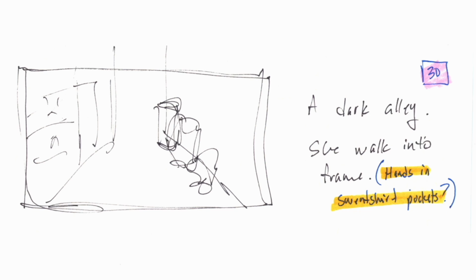Today, a brand new set, and I'll show you how not to do a walk cycle. Okay, this is a big new location. A dark alley, she walks into frame. I actually did a rudimentary sketch, and I have a note: should she have her hands in her sweatshirt?